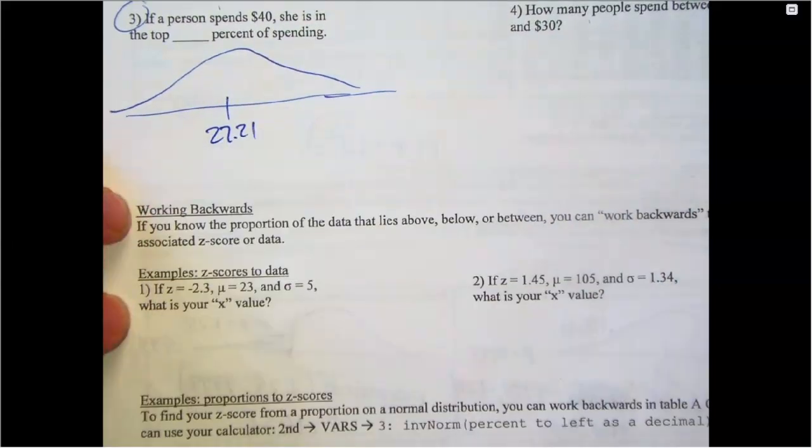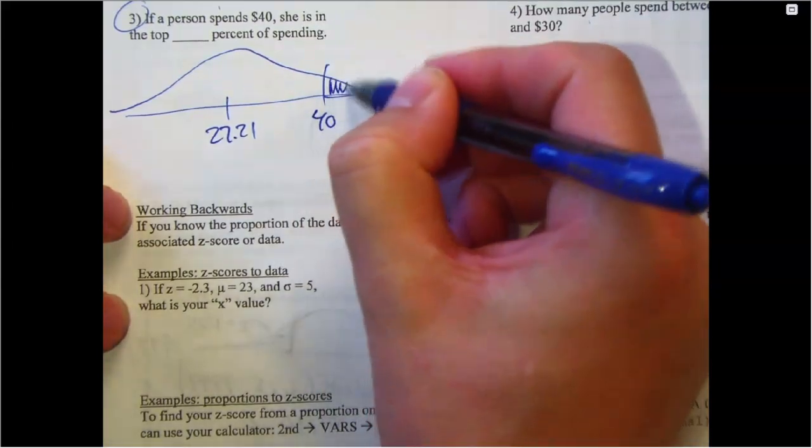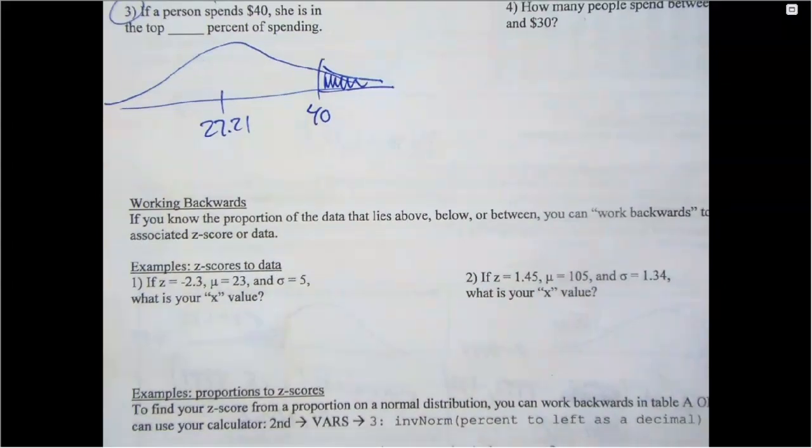So 27.21 is the mean. This person's spending 40, and I want to know the percent above. I'm saying the top, whatever. Try it.